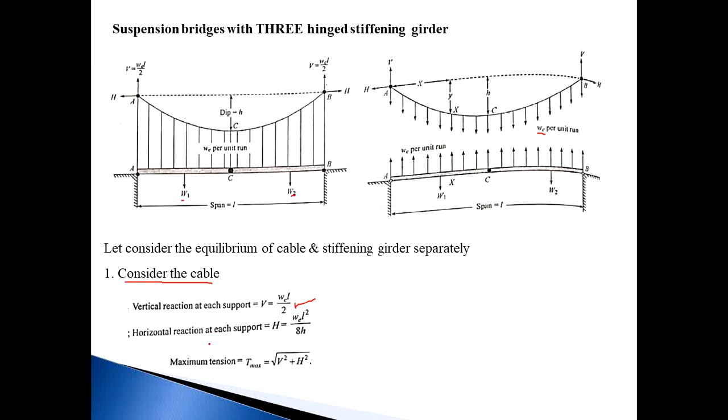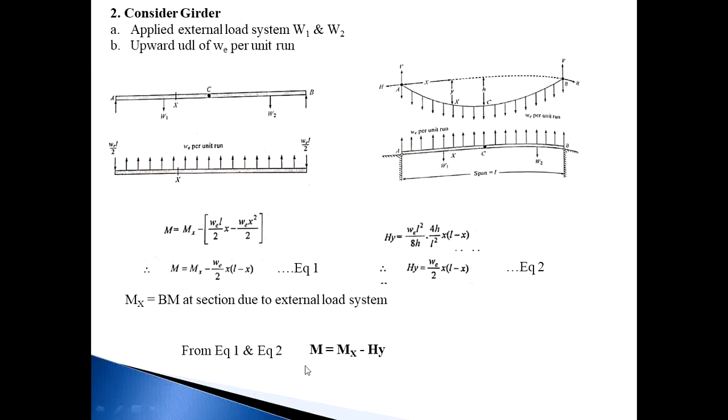Next, the horizontal reaction at each support. How to calculate H was already seen in the previous problem. So H becomes WE L square divided by 8h. This is the horizontal reaction at each support. Then the maximum tension, Tmax, is the resultant of these two forces, that is the square root of V square plus H square. This is the maximum tension in the cable. Next, consider now the girder.